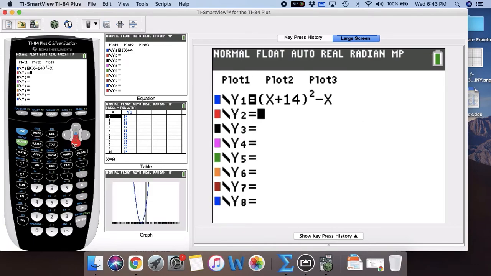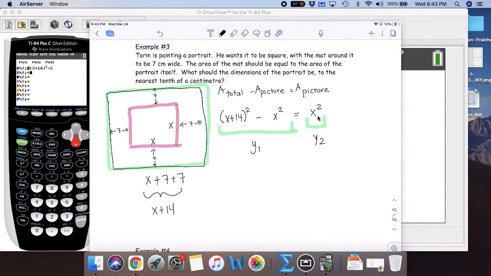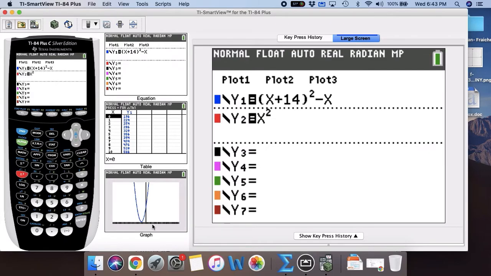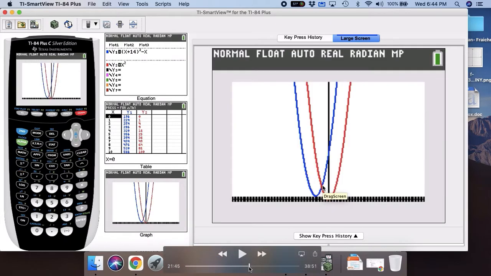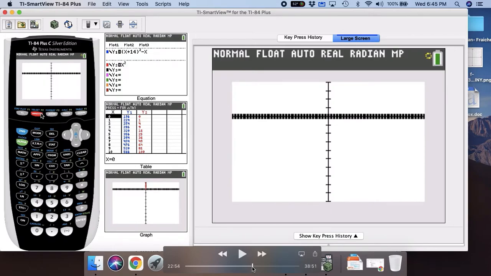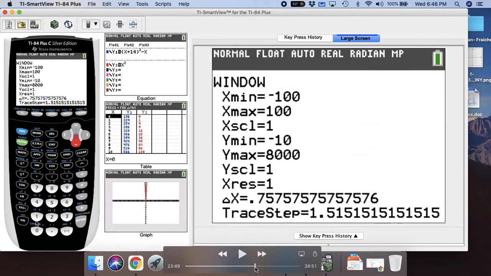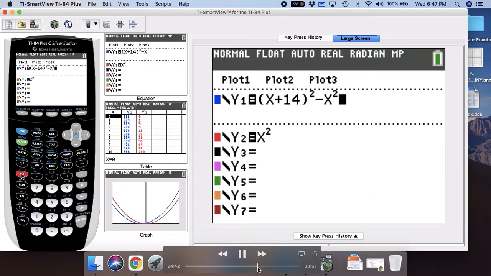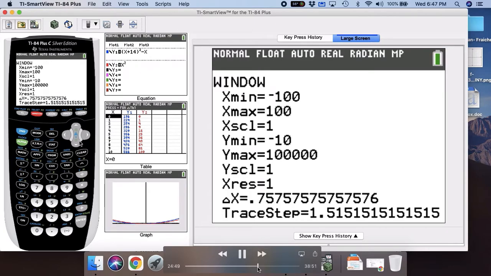You'll notice I just put x, but it should be minus x squared. Okay, so I fixed my error. This is where it's fixed. Now I'm entering x plus 14 squared minus x squared, and that's equal to x.